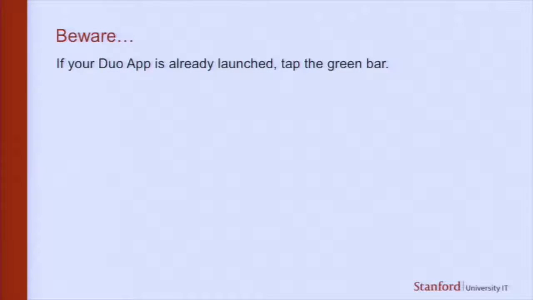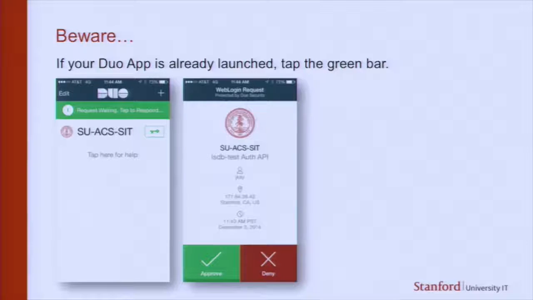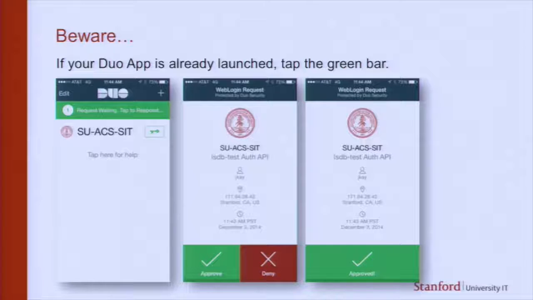If your Duo app is already launched, and it's open on your screen and you had gone to another website that requires it, you may just see the green bar across the top of this screen here. And you just basically tap that bar, and then it gives you that same look here. You click on approve, and then you're approved and gone through to your website. So just beware that if your app is already launched and it's open, you won't get that first notification on your home screen. It'll already be right there.